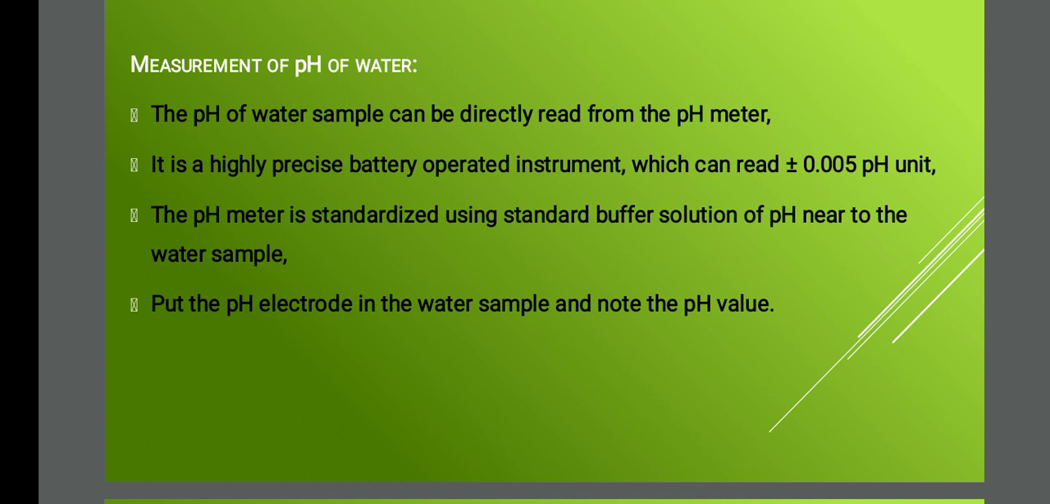One is a buffer with neutral pH, that is 7. Another one is 4, which is said to be the acidic buffer. Another one is 10 or 12.